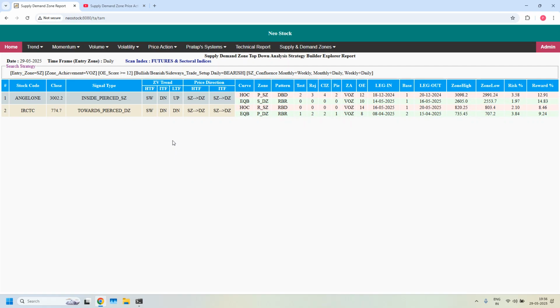So this is about bearish trade setup for monthly income trade. So we have completed all the monthly income trade reports. Next we will look into weekly income trade reports.